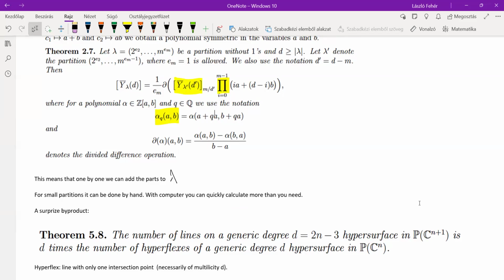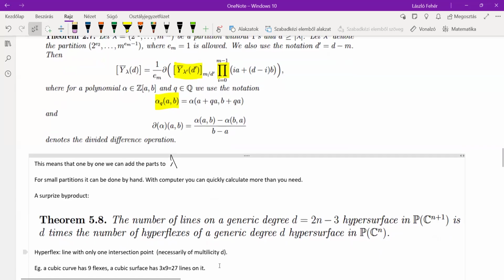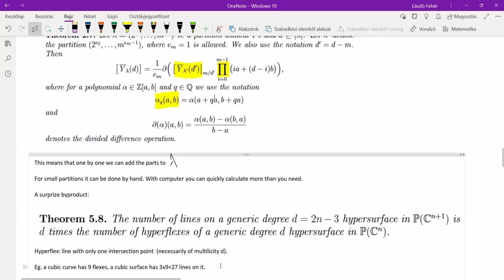So I can study the number of lines on a generic hypersurface with these given constraints. Or I can study these hyperflexes, by which I mean lines with maximal multiplicity, so lines which intersect our hypersurface only in a single point. So it will have multiplicity, well, there are some typos, multiplicity D. Okay, so the famous example is that a cubic curve has 9 flexes and the cubic surface has 27 lines on it.